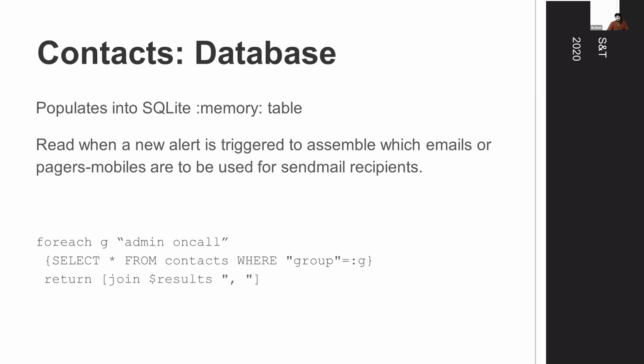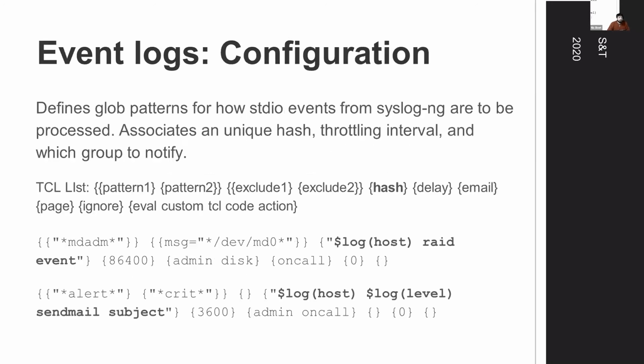And it can select between email versus a pager. So nothing too crazy there. The configuration file for the actual events is also a list import, and this really defines what type of messages you'd want to get sent out. So there's two examples down here.